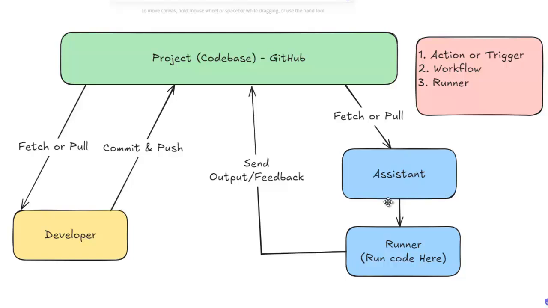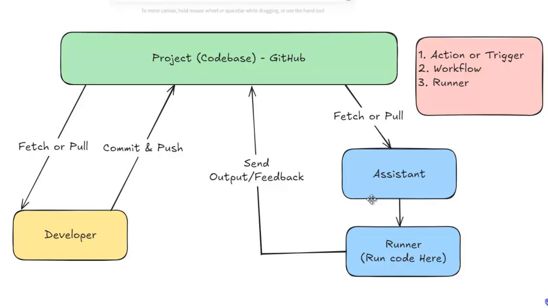So as we just discussed, the set of instructions given to the assistant by the developer is called a workflow or CI workflow, also called a CI pipeline, which we are going to write in this video. So here we will discuss how to write a trigger and how to write a workflow for our assistant, right? A set of instructions given by the developer to the assistant. Hope all of you are clear with this, right?